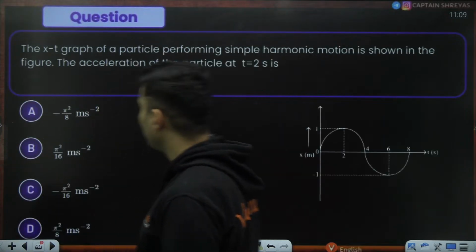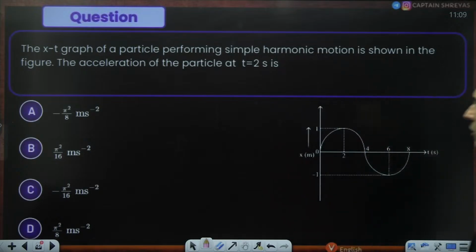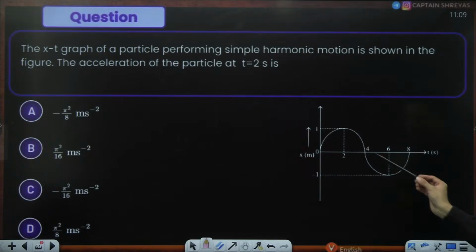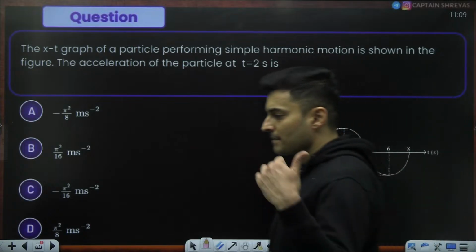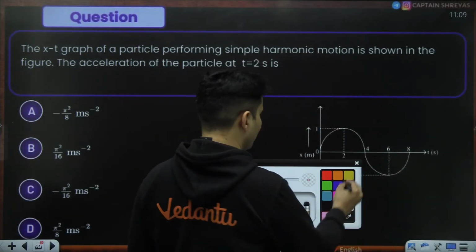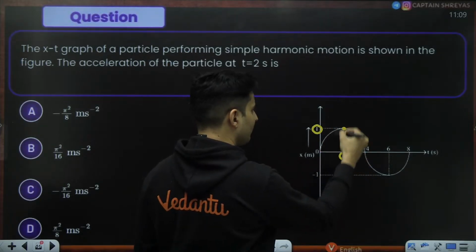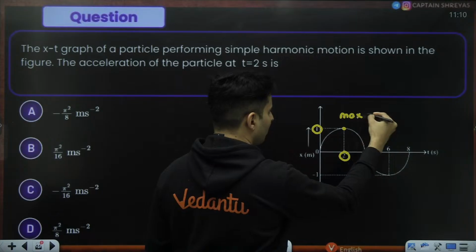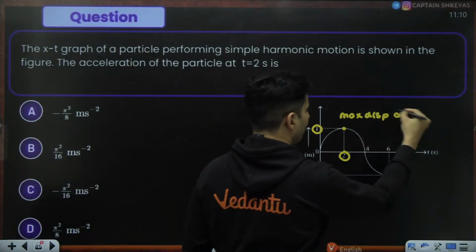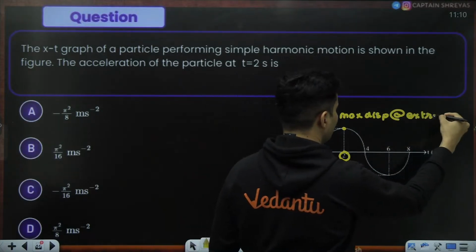Let's move to the next one. The x-time graph of a particle performing SHM is shown. The acceleration of the particle at 2 seconds is how much? What is so special about 2 seconds? Observe carefully. This is 2 seconds. This is maximum displacement. Max displacement only happens at the extreme position.